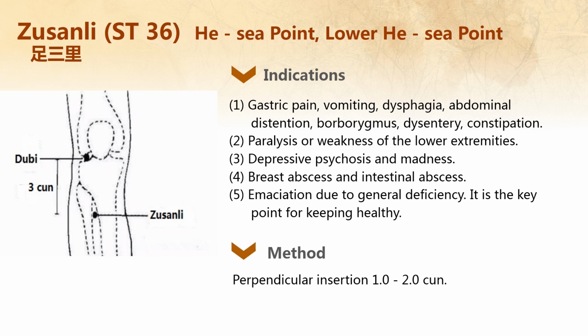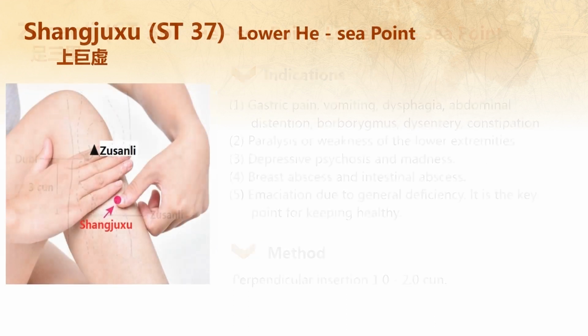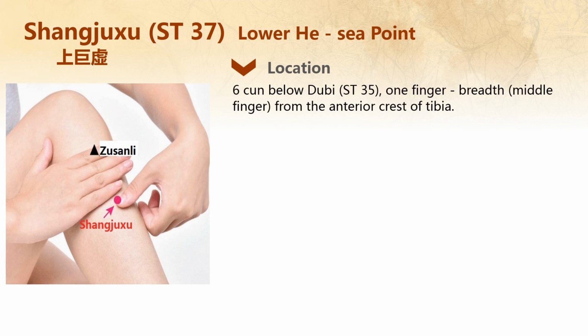Needling method, perpendicular insertion from 1.0 to 2.0 cun. Shangjuxu, it is the lower he-sea point.